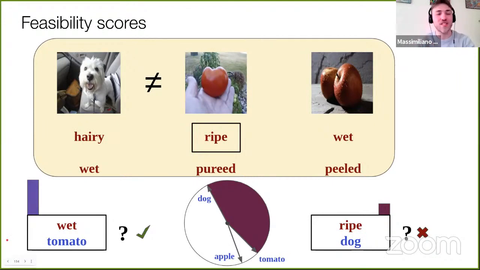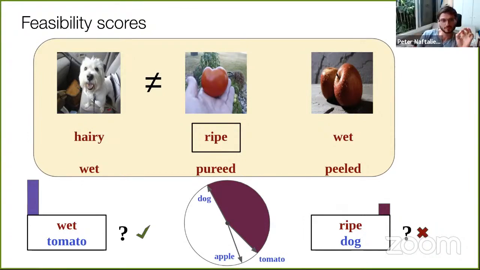When I say conclude, I mean, not exactly, just because we keep these scores. So we say that the feasibility score for wet tomato is the cosine similarity between apple and tomato, while the feasibility score for ripe dog is the similarity between tomato and dog. And so this will be very, very low. This will be very, very high. And in this way, we hope that we are able to capture how likely it is for an object to have a particular state. This is what we do object side. We did it also state side.